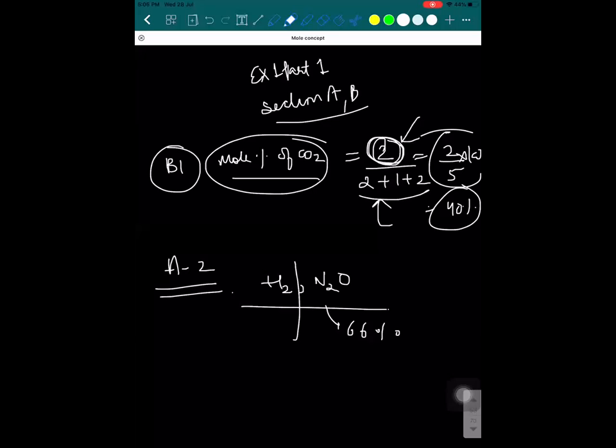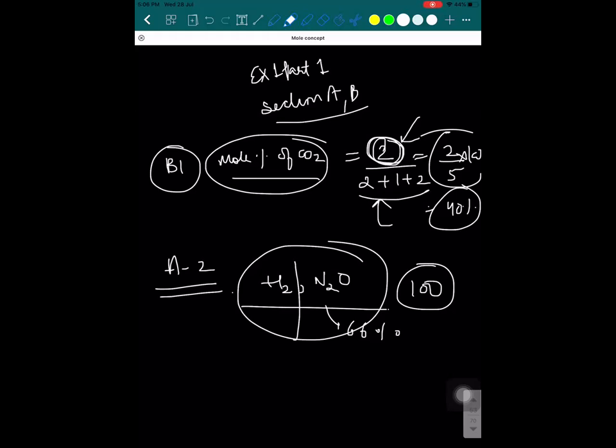We assume that total number of grams is 100 grams, ma'am. Then we calculate number of moles of CO2 in 100 grams. They give 66%, no, ma'am. We assume that the total grams are 100 grams. Then number of moles is equal to 66 by 44. Then we'll get 1.5.